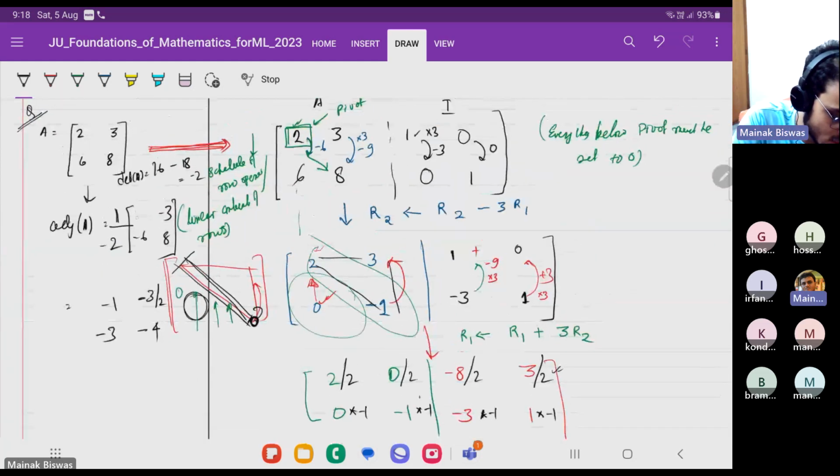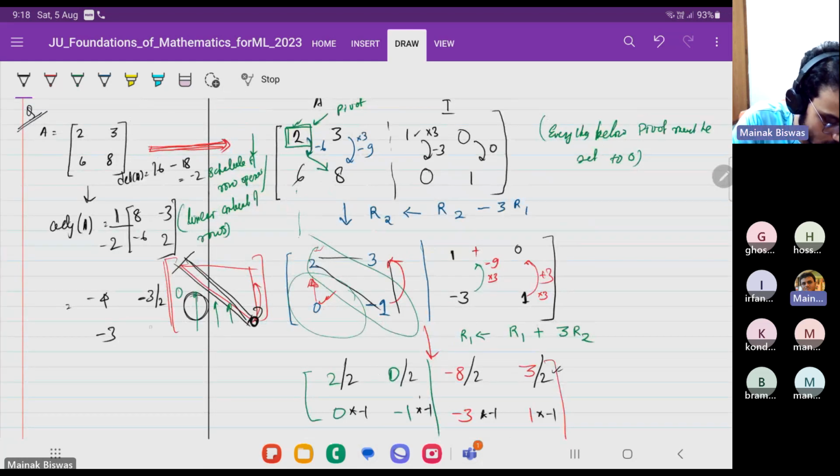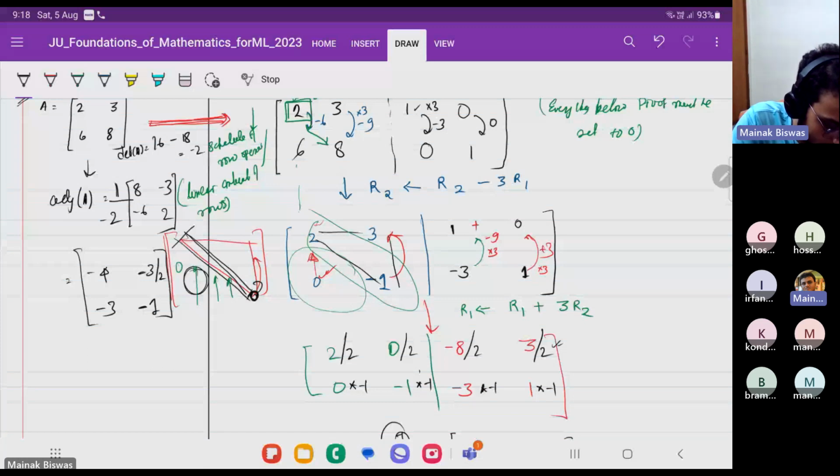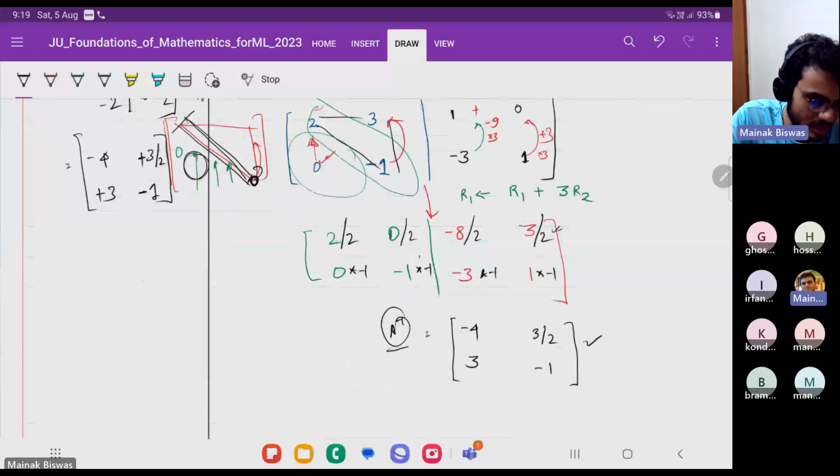2 and 8 will be interchanged, right? Correct only. Minus 4 and 1. Right? 1, 1. So minus 1 here. These two will be positive. And that's what we have got, right?